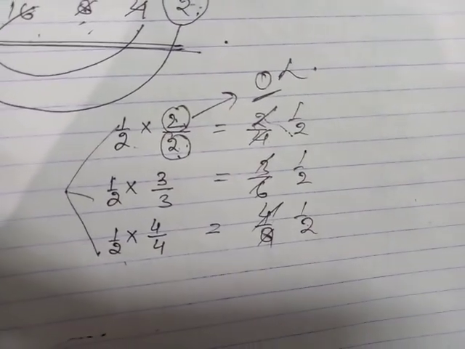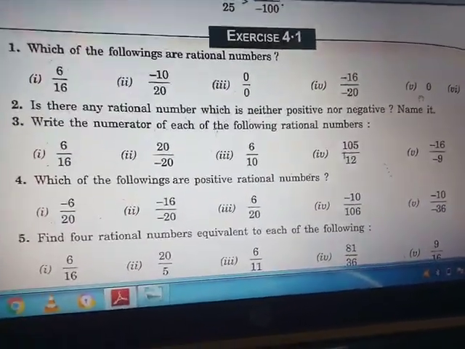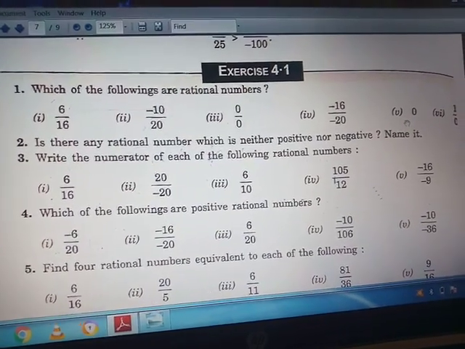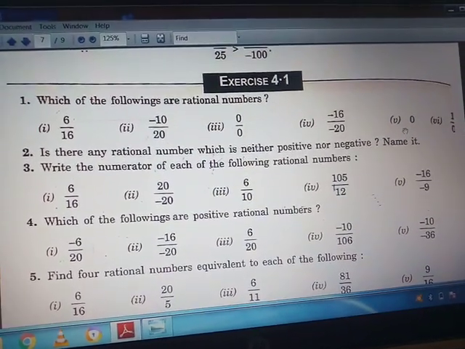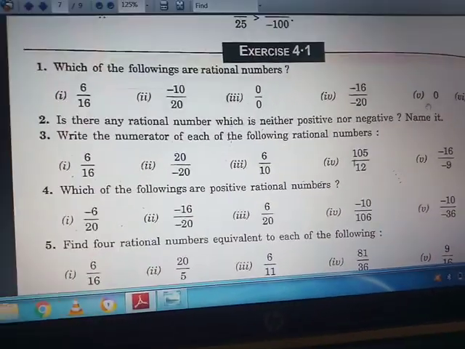Okay, here it is exercise 4.1. We have gone through several definitions and several types of numbers. Now we will move to the exercise and solve several questions regarding the topic we have already studied.